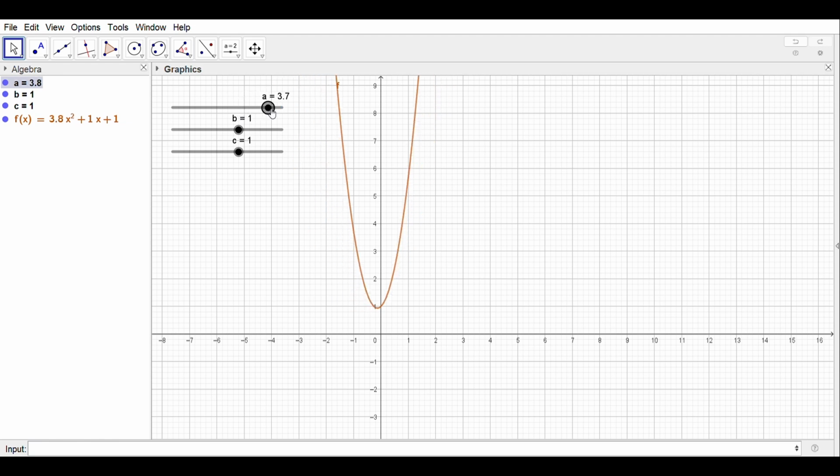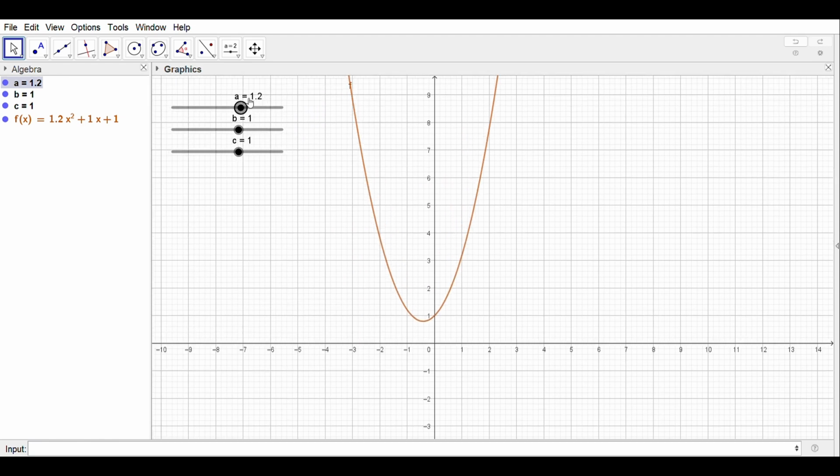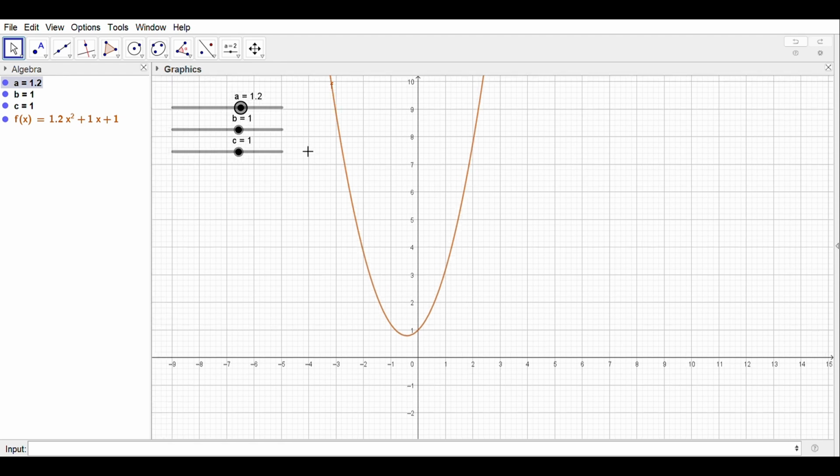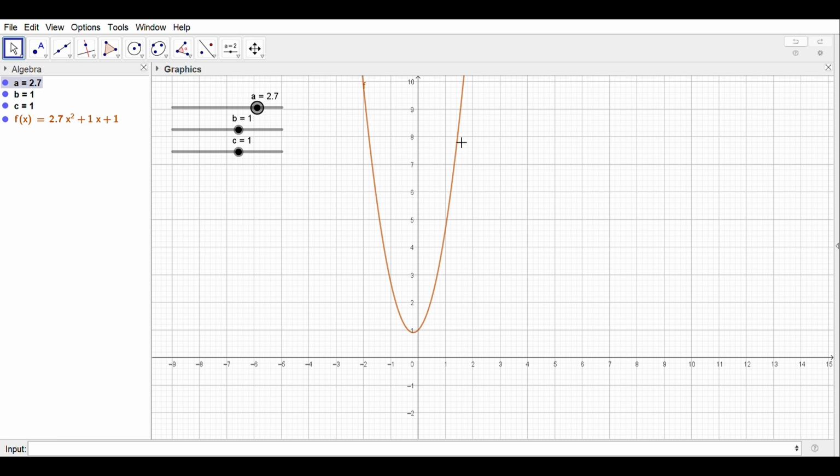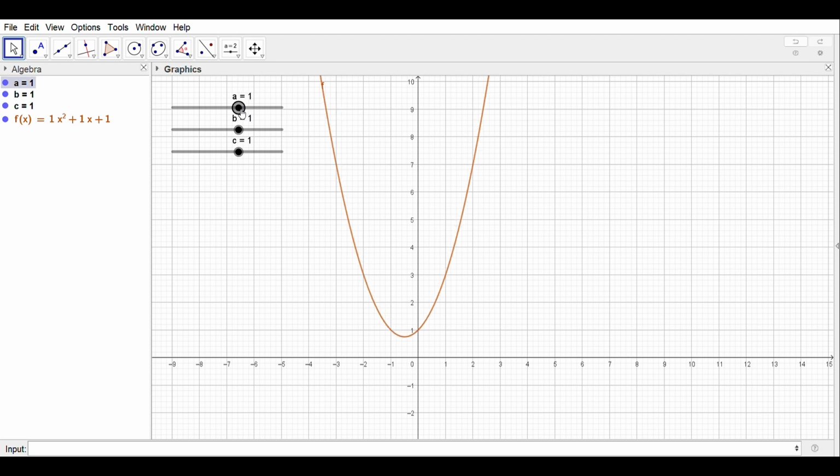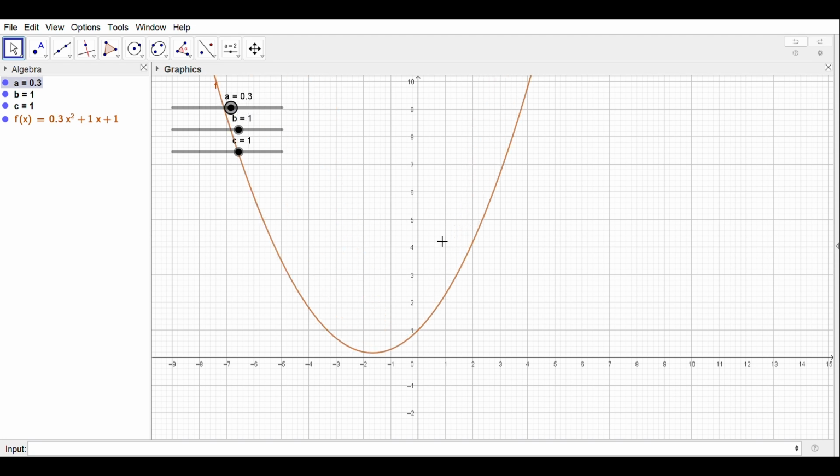So when it's a positive number, we have a happy smiley. You can see the mouth of the smiley here. So a positive means we've got a happy smiley. If the number goes up, the branches of the parabola are going to get nearer to each other. And if we go towards 0, they're going to spread out, these branches.